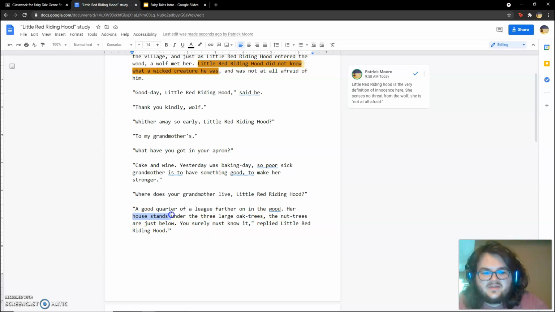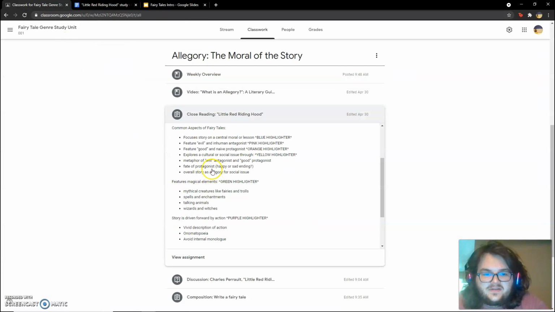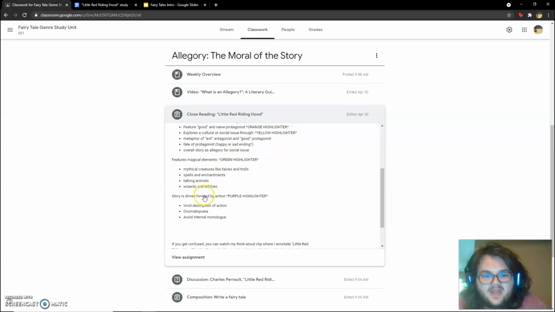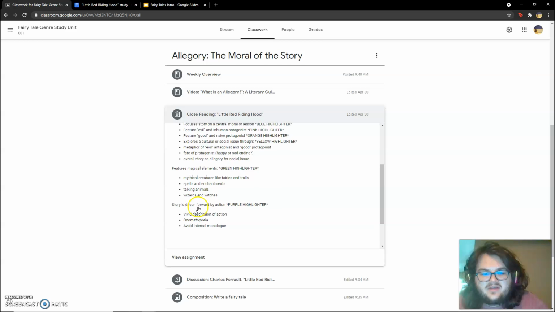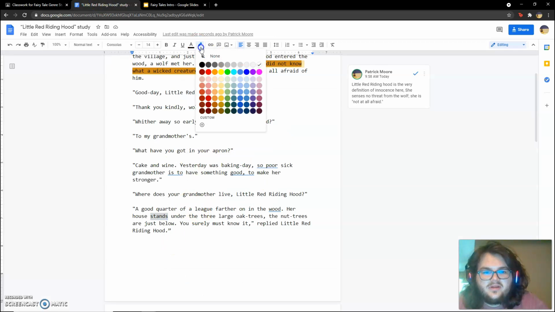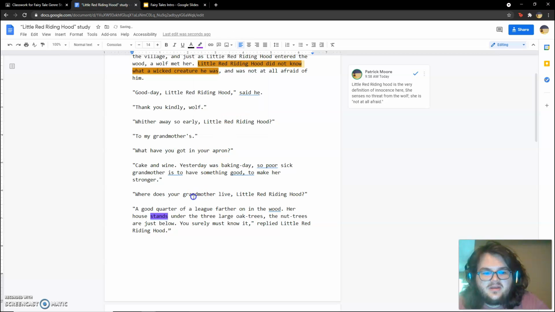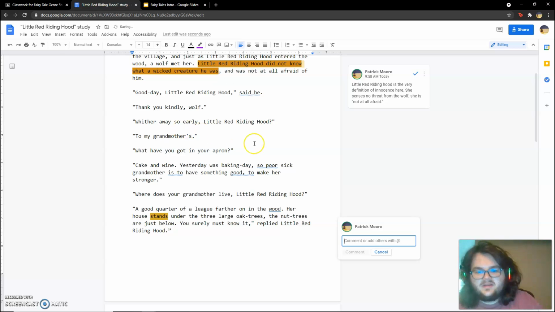Oop. House stands. Stands is absolutely an action verb. So we're going to highlight stands specifically. And let's see, where's our action verb at? Vivid description of action and action verb. Okay. So purple highlighter. All right. Purple highlight that. And then we're going to go ahead and make a comment on it. And we're just going to say stands is an action verb.